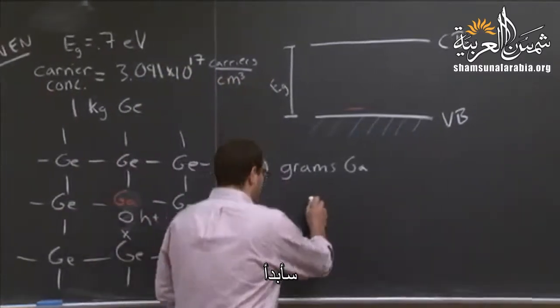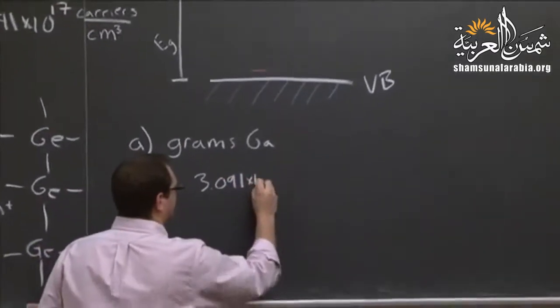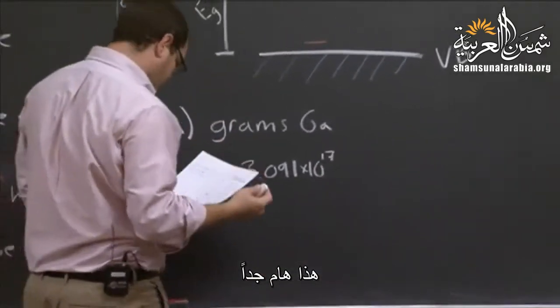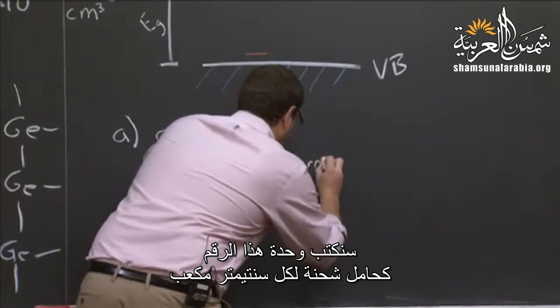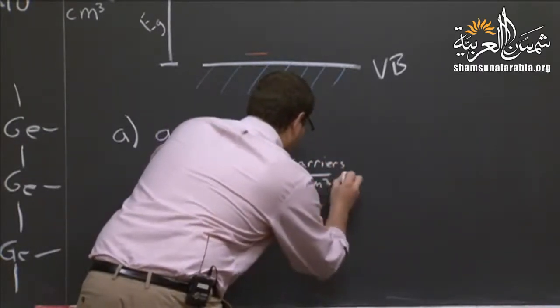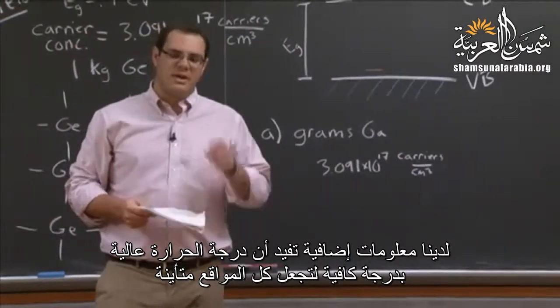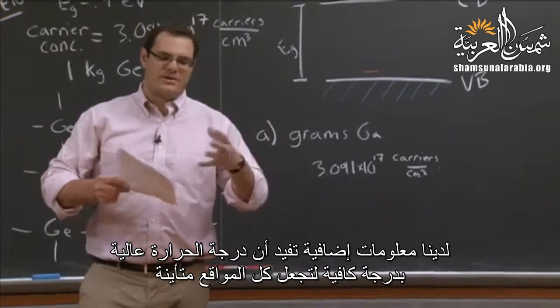I start off with 3.091 times 10 to the 17. And I always keep my units. That's really important. So we're going to write this as carriers per centimeter cubed. Now we're also told in the problem that the temperature is high enough that all of the sites are ionized.